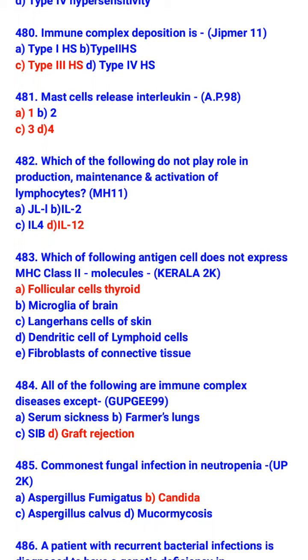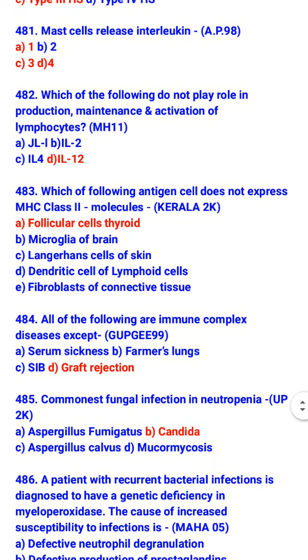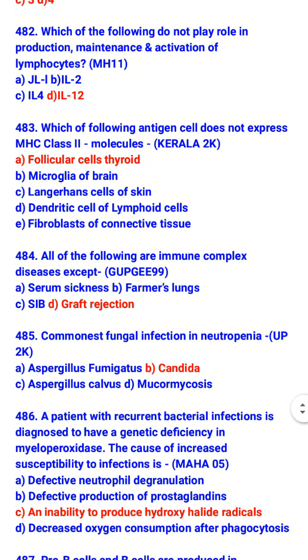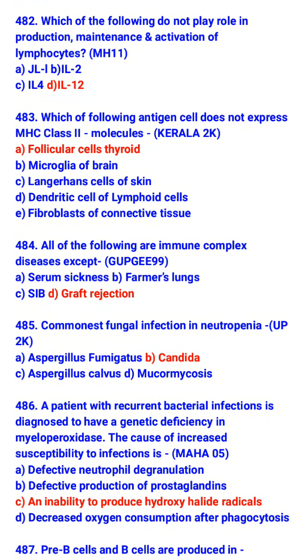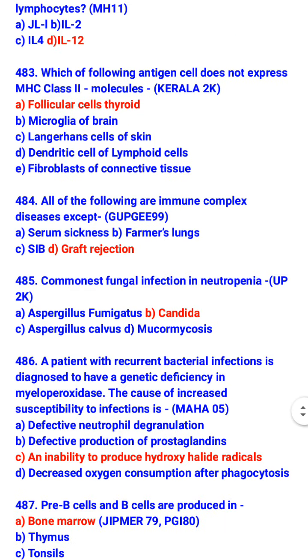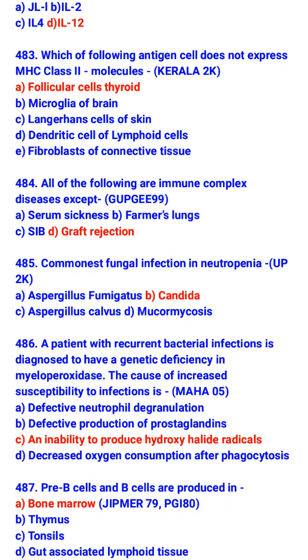Follicular cell thyroid. So which antigen cells express MHC class 2 molecule? Microglia of brain, Langerhans cells of skin, dendritic cell of lymphoid cell and fibroblast of connective tissue. All of the following are immune complex disease except graft rejection. So which are the immune complex diseases? Serum sickness, Farmer's lung and SLE.